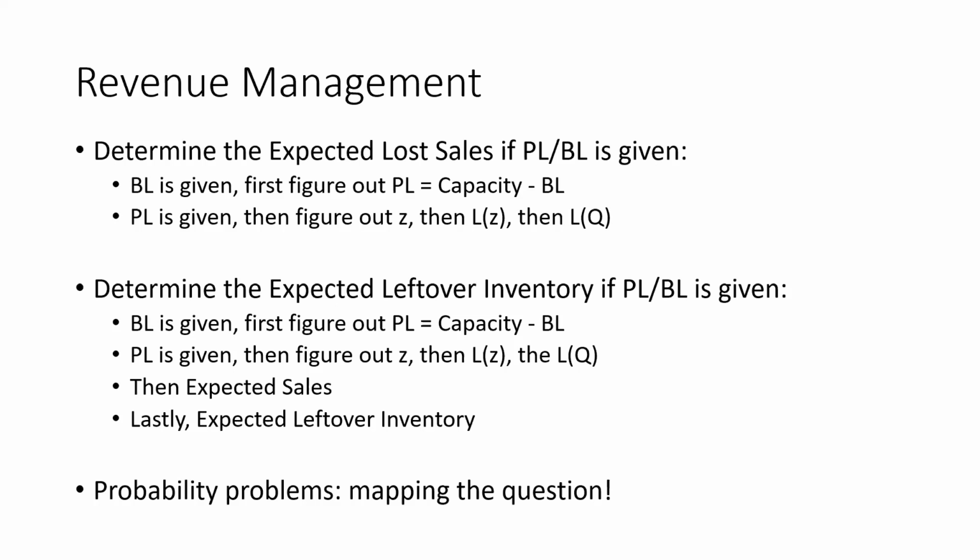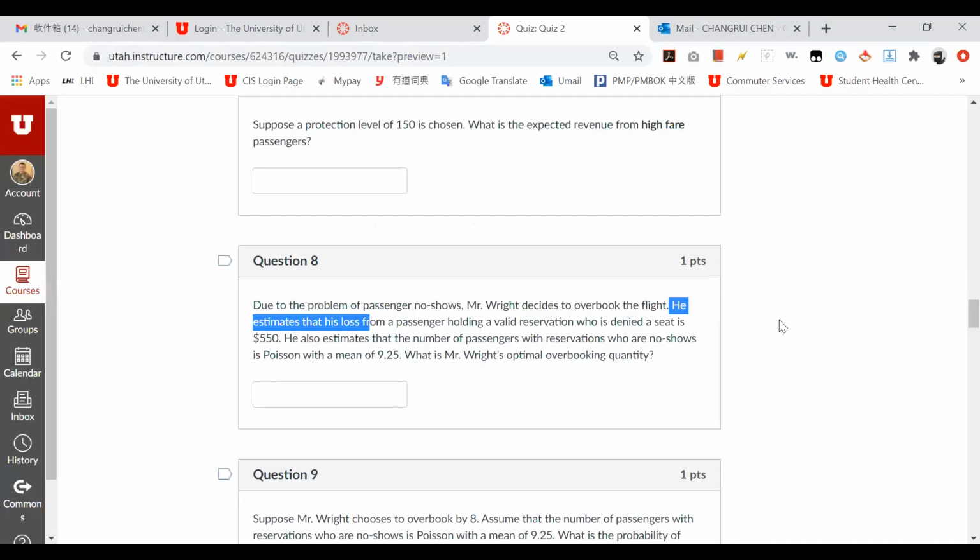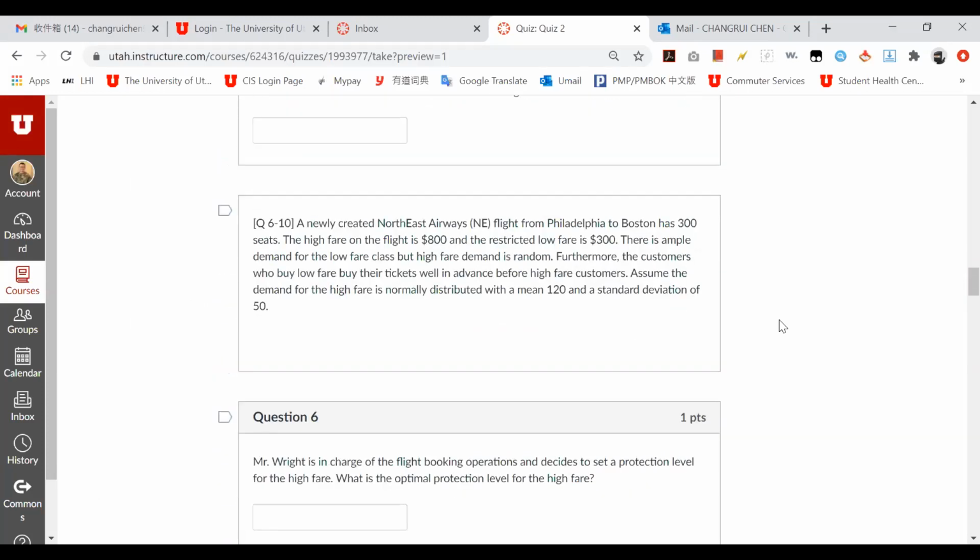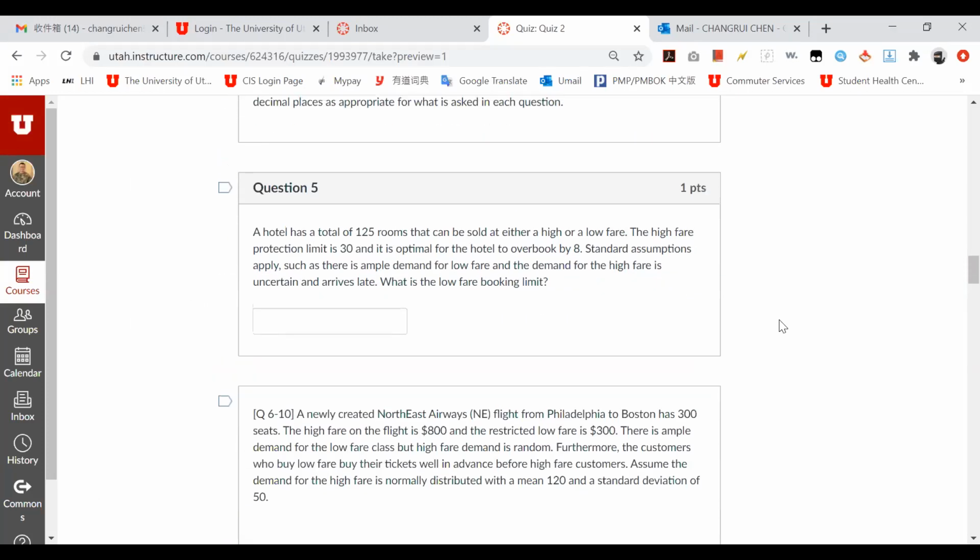Quick question. In quiz 2, question 5, which I got wrong, it said the booking limit for the low fare is equal to capacity plus overbooking minus the high fare. I was confused about this question, because the way I read it, it should have been just a simple 125 minus 30. But apparently I was wrong.